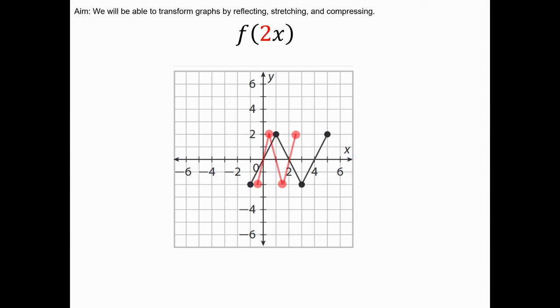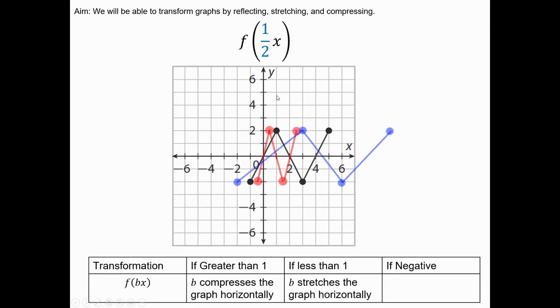So instead of it being half the length, how can we make it twice as long? Well, once again, let's think about the opposite. What's the opposite of times 2? Times 1/2. Yeah. In fact, times 1/2 will make it so long it goes off the graph. So now we know that if it's greater than 1, it actually makes it shrink, while if it's less than 1, it's going to stretch the graph horizontally.